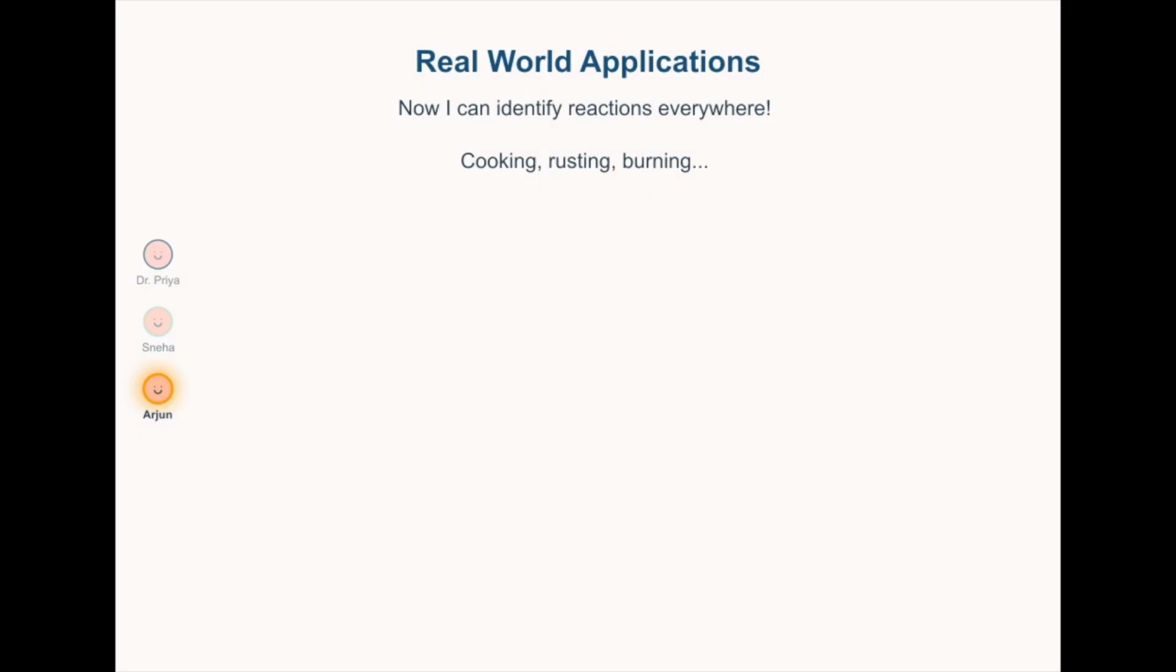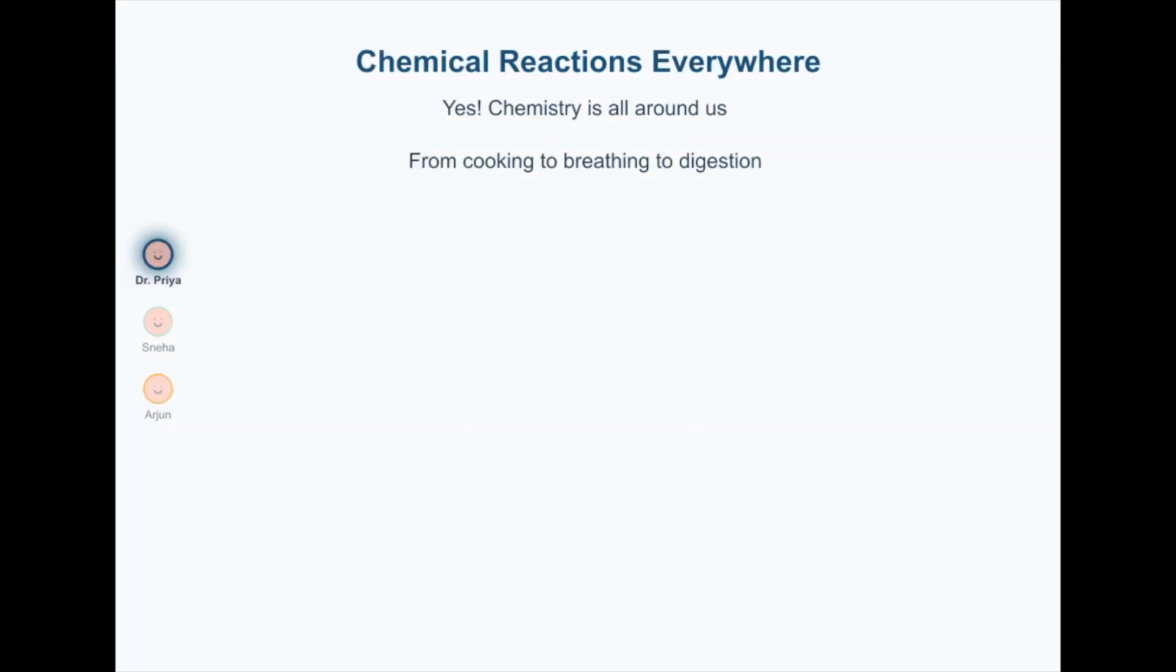This is amazing. Now I can identify chemical reactions everywhere when food cooks, metal rusts, things burn. The signs are everywhere. Exactly, Arjun, chemical reactions are happening all around us constantly. From the food we cook to the air we breathe to how our body digests food.